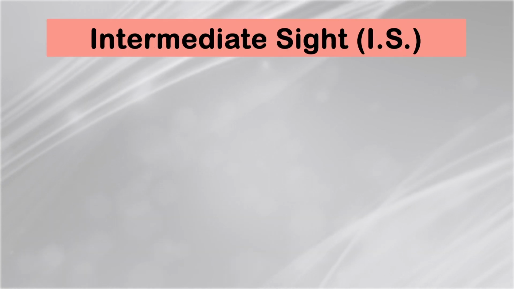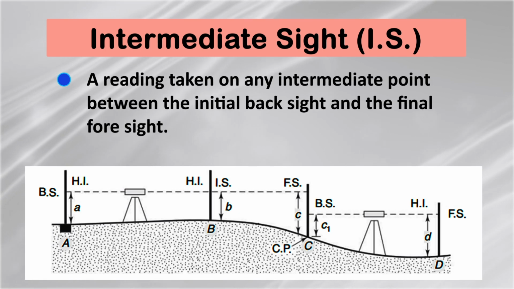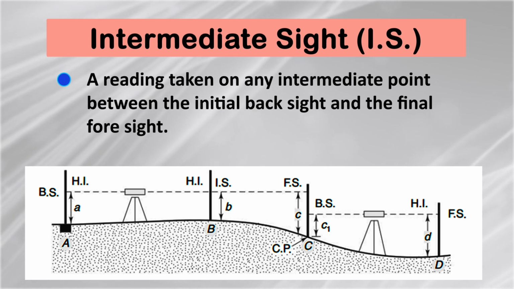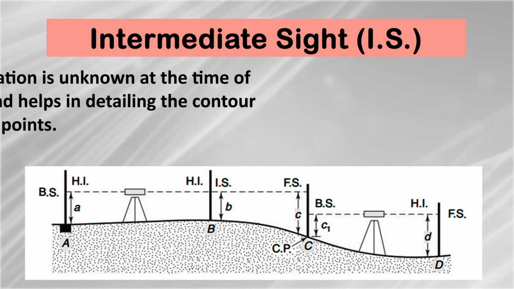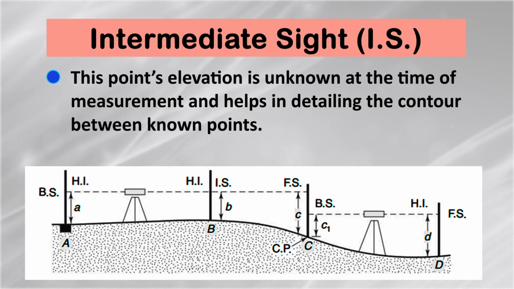And the third one is intermediate sight. It is a reading taken on any intermediate point between the initial backsight and the foresight. This point's elevation is unknown at the time of measurement and helps in detailing the contour between points.